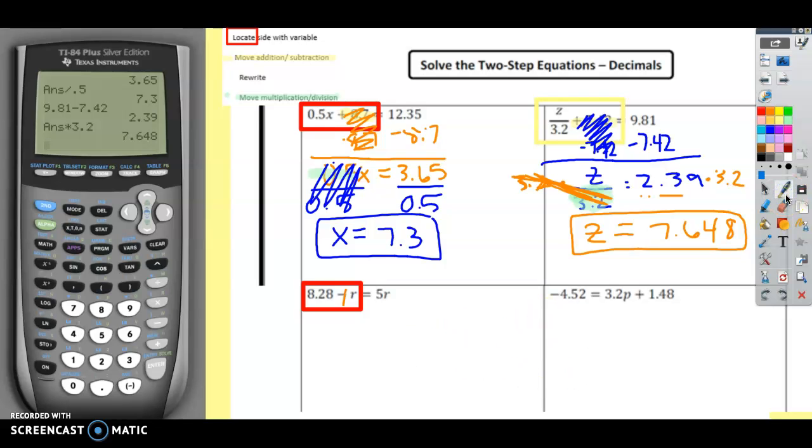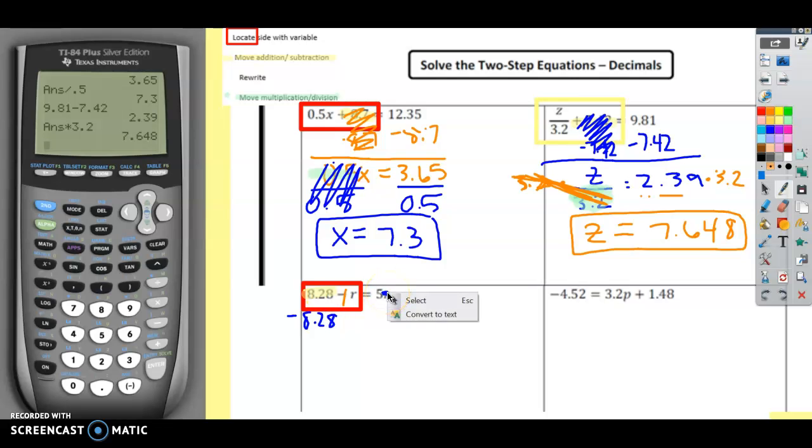All right, so that being said, those are the more tricky ones. If you're a 9th grader, you are going to be a little bit more tricked by that. 10th grade, hopefully you start to get a little more comfortable. So we're going to undo this part first, the 8.28. Again, it's a positive number, so I'm going to undo it by subtracting.